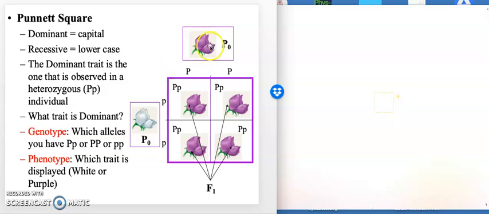So in the parental generation, this parent has the purple phenotype and this parent has the white phenotype. And in the F1s, all of the offspring have the purple phenotype. So phenotype is a physical characteristic you see. All of these offspring have the same phenotype as this parent. And what's happening there is what's going on with their genetics.